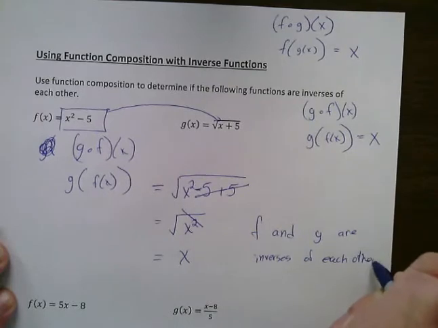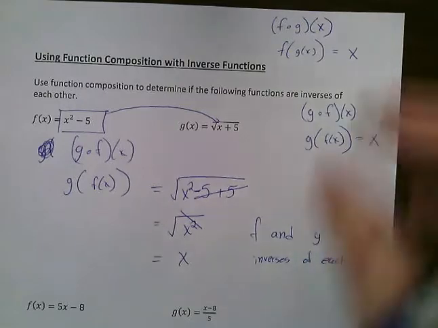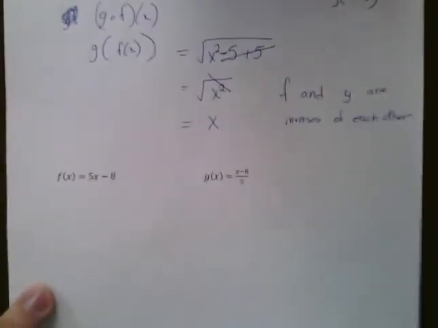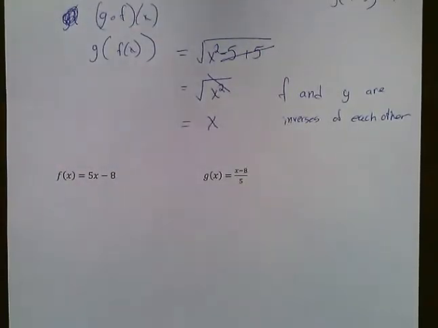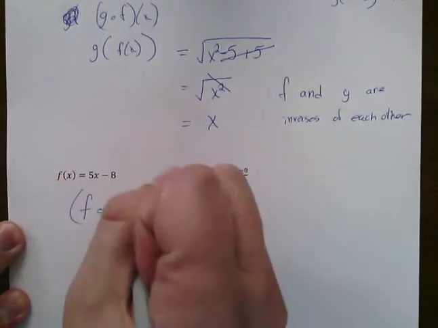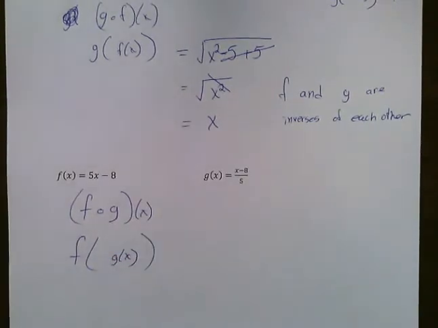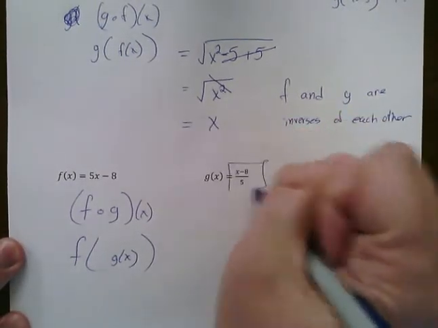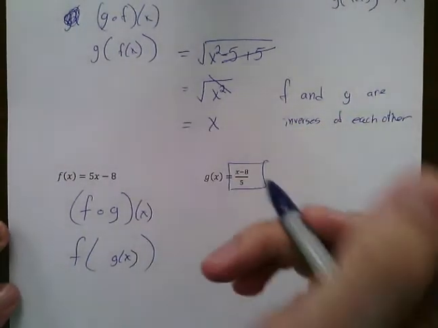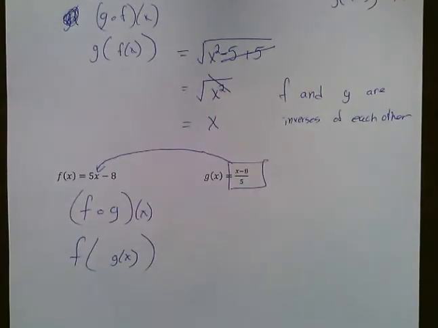That's only because we simplified to a plain old x when I used the function composition. So you might be wondering, what does it look like if they aren't inverses? My next example has a new f function and a new g function. Let's go the opposite way this time. Let's do f of g of x, which is like taking the g function and plugging it into the f function. I'm going to take the g function, which is x minus 8 divided by 5, and plug it into the f function.